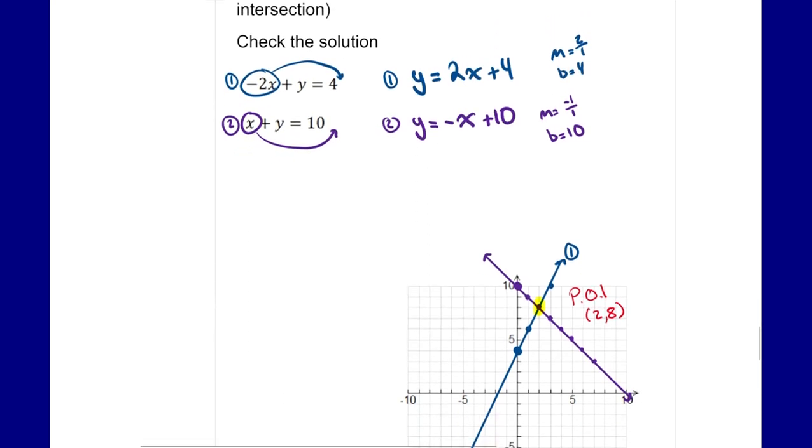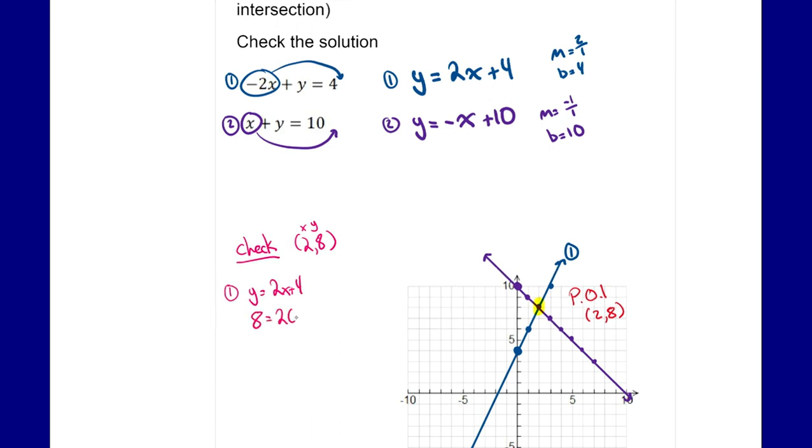Now, it does say to check. So what does that mean? Well, that means we want to make sure that that point is on both of those lines. So an easy way to do that is to plug in those values from that point of intersection and make sure it satisfies each linear equation. So for equation 1, we have an x and a y from our point of intersection, 2 and 8. Let me write the full thing out: y equals 2x plus 4. So instead of y, we're going to write 8.